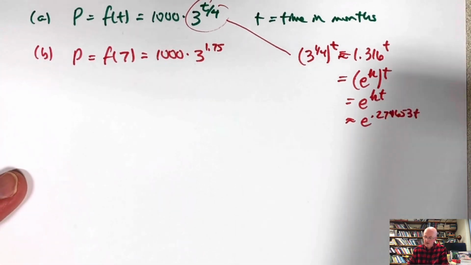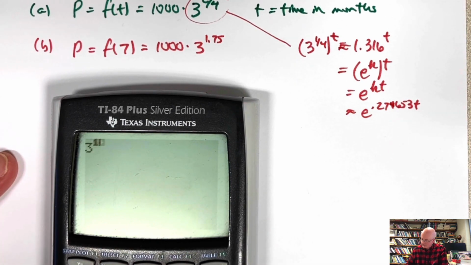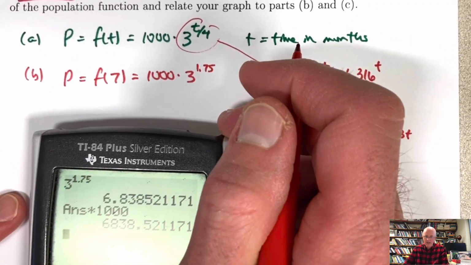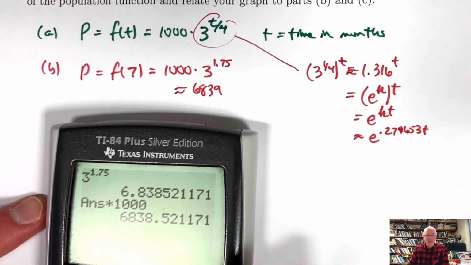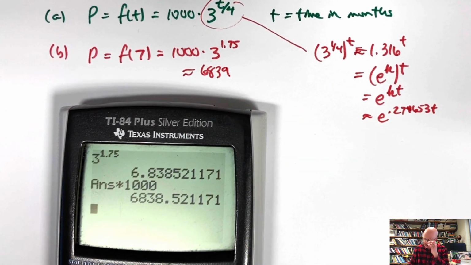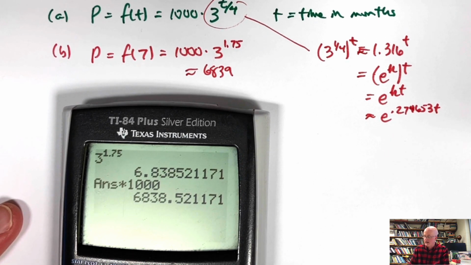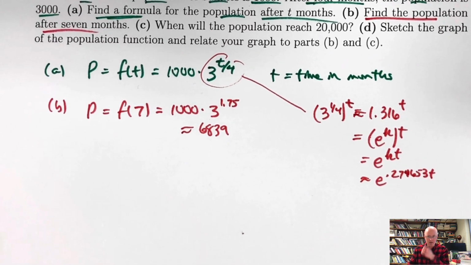Anyway, coming back to solving this problem, we need to raise 3 to the 1.75 power, then multiply by 1,000. After 7 months, the population is about 6839. That's probably too many significant digits. You'd probably for sure want to round to at least 6840, maybe even 6800, if you're talking about, realistically, it should seem like you would have only 2 significant digits.